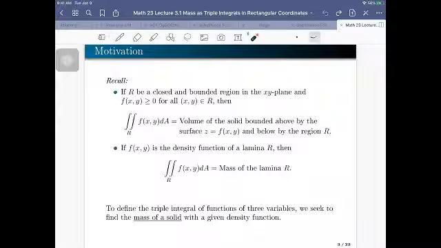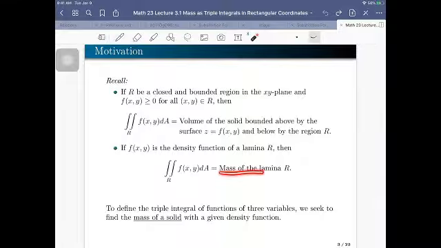density of a lamina R. So a lamina is just a fancy name for a two-dimensional object, two-dimensional surface. So if f of xy is the density at any point xy of the region R, then the mass of that region is nothing but the double integral of that density function over the region R.